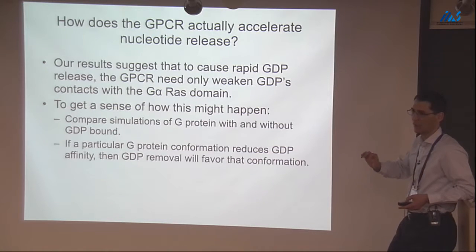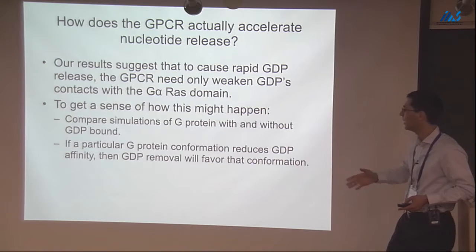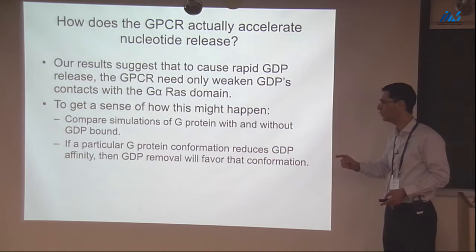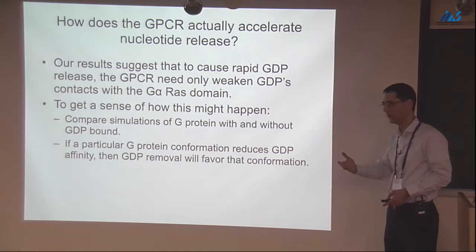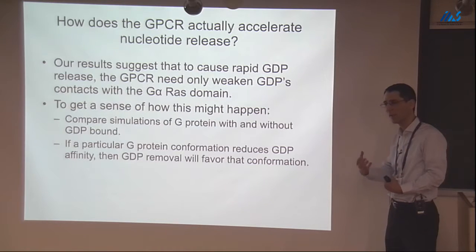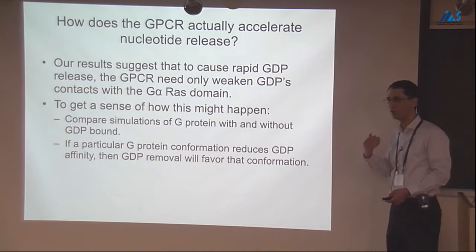Now here's the rationale, and it actually goes back to this symmetry of allostery slide that I showed at the very beginning. The rationale is that if a particular G protein conformation reduces the affinity of GDP, then we would expect the removal of GDP to favor that conformation. So we expect that we would see that conformation more frequently in the absence of GDP than in the presence of GDP. And in fact, we do see differences.